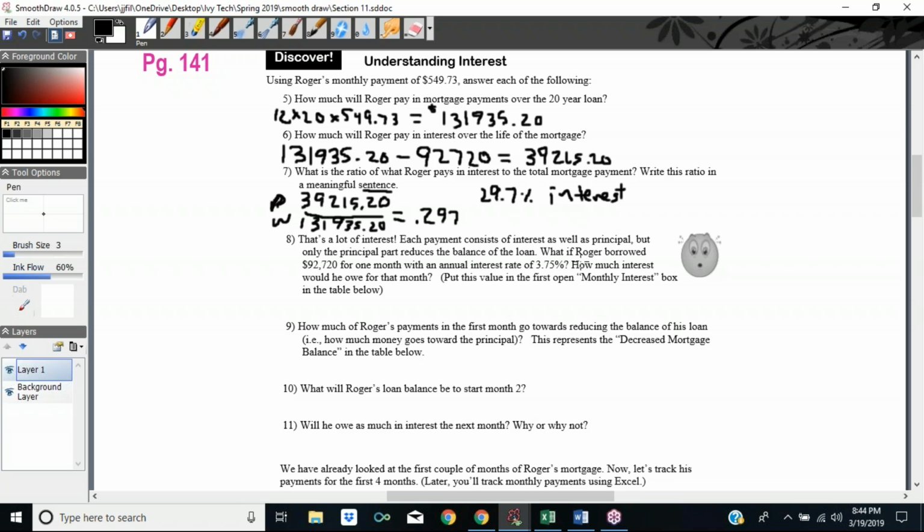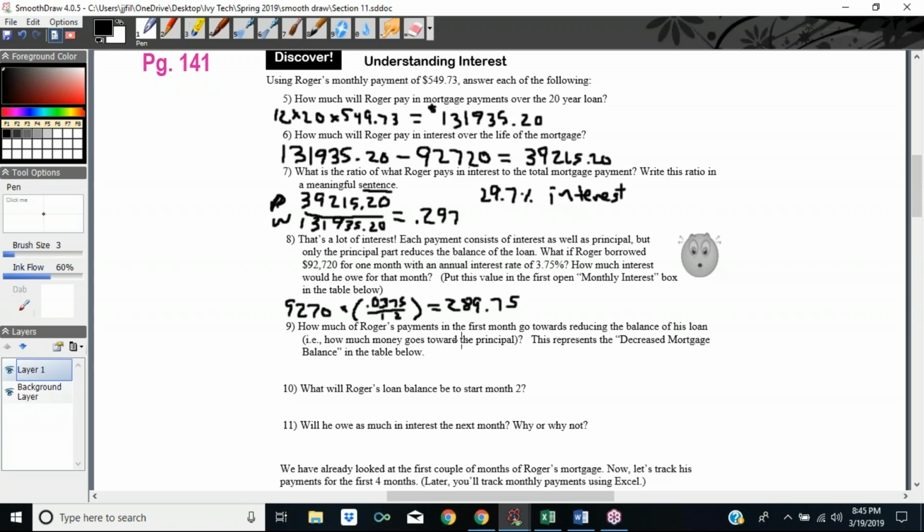So the next question says, what if Roger borrowed $92,720 for 1 month with an annual rate of 3.75%? How much would he have paid that month? And so let's see. So 92,720 times 0.0375 divided by 12. It is $289.75. Gosh, you guys have fast fingers tonight. I appreciate that. $289.75.